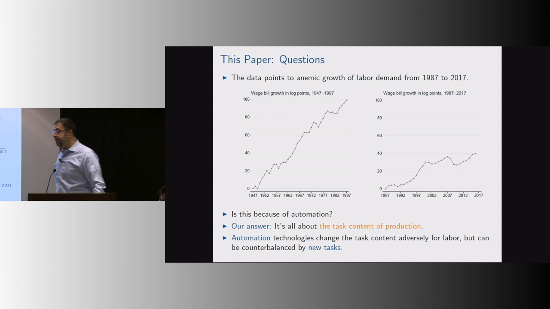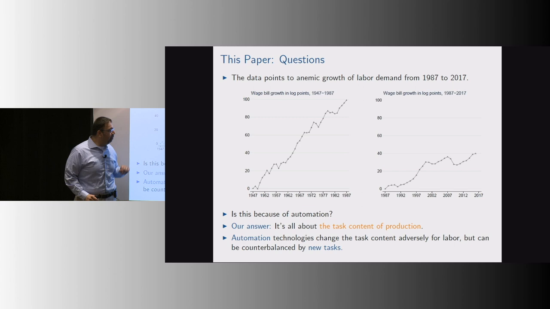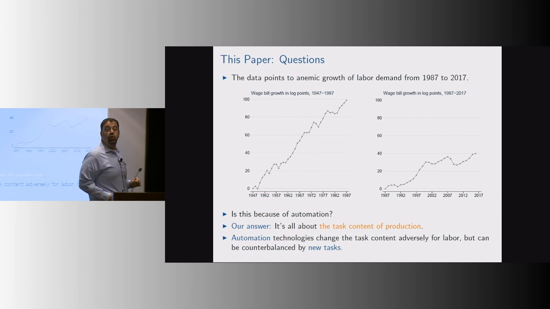So a natural question that many in this room have asked is whether this is related to new technologies and automation and so on and so forth. We're actually going to say, in some sense, yes, it's going to be all about what we're going to define as the task content of production. In some sense, there is still a raging debate and not a complete agreement about what automation and new technologies do. And some people blame it for everything.